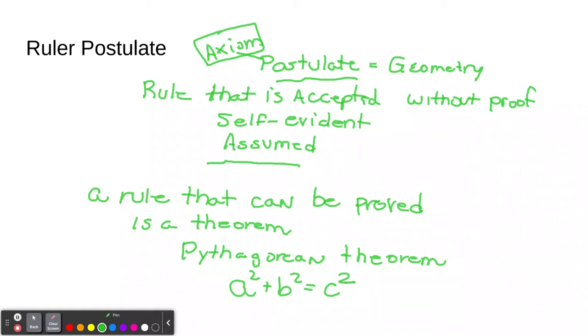For example, if I say you can draw a straight line from point A to point B, right? So here's point A, let's say, and here's point B. Well, if you use a ruler, you can draw a straight line, right? So that's a postulate. It just seems self-evident. But let's look at postulate 1.